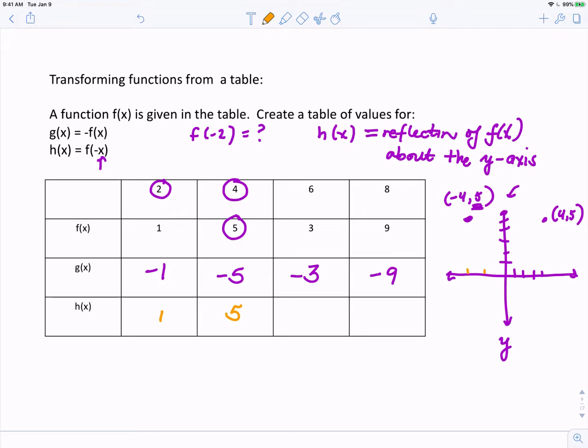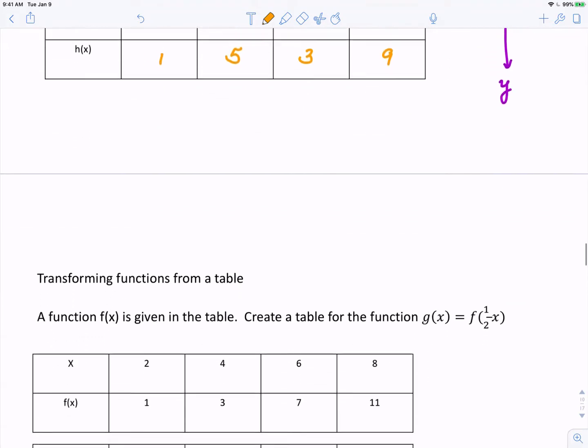You can do the same thing for 6 and for 8, but essentially what's going to happen is that this original point will be reflected over the y-axis, and so the y-coordinate will stay the same. And so the output variable for each of these is going to be the same as the original output variable. I know this gets a little tricky when we do tables, so let's look at a few more examples.